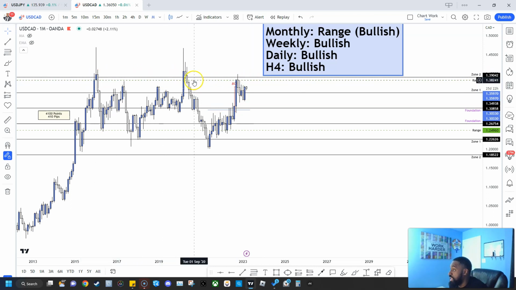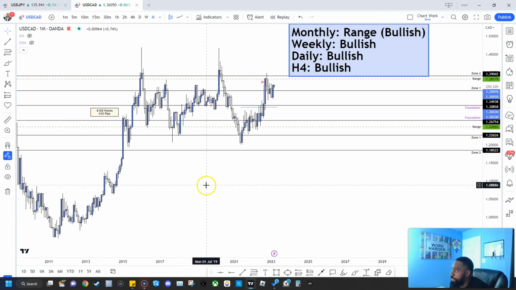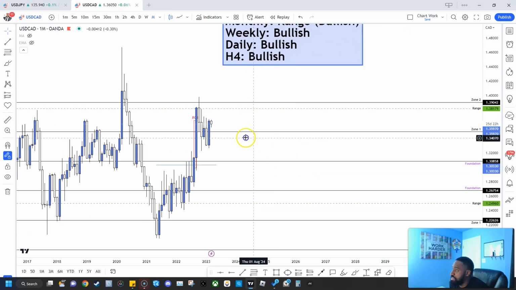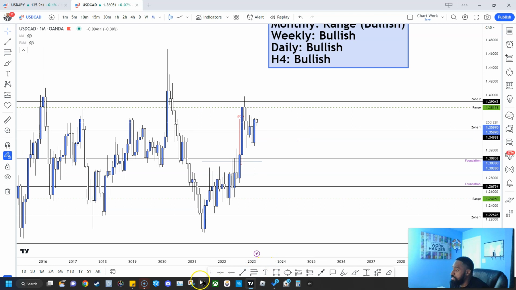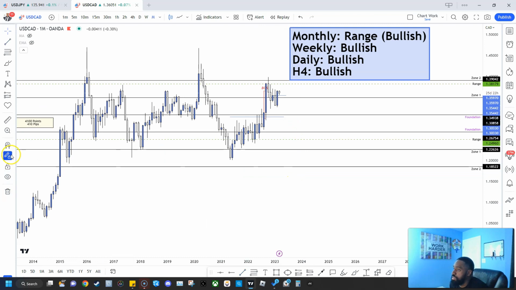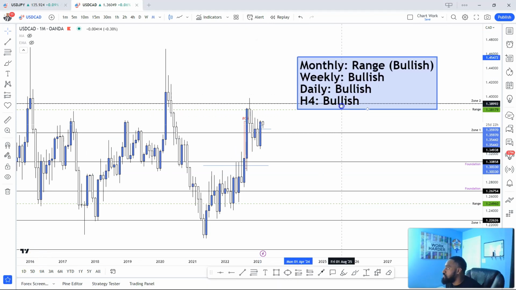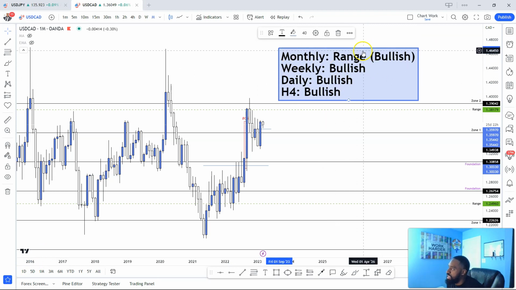It's 2023 now, and the last time it touched that zone was October of last year. It rejected off of it, but you never know, it could break it this year, since last month closed out bullish with this candle right here. So I would definitely leave the monthly as bullish, but I put bullish in parentheses, because it's obviously still in a range.